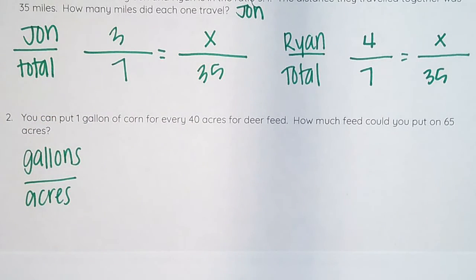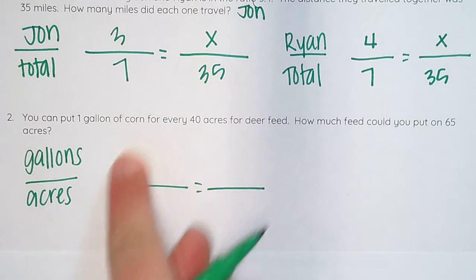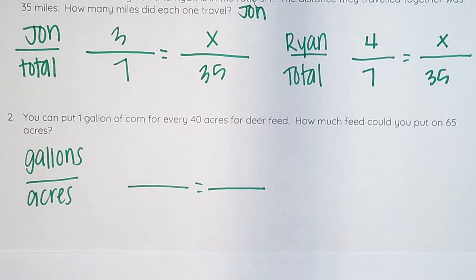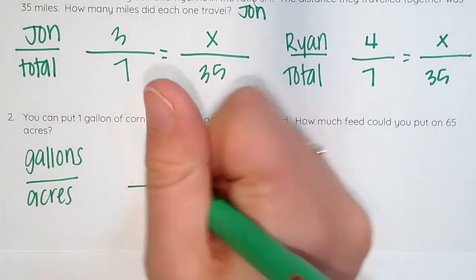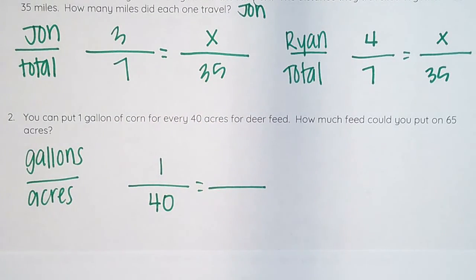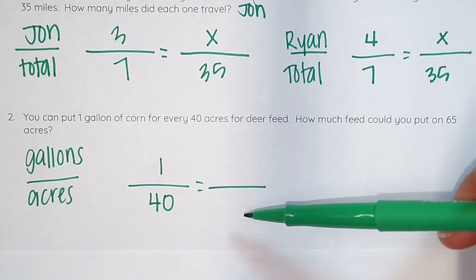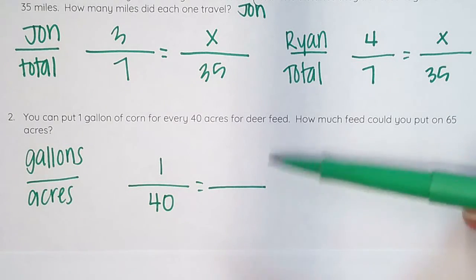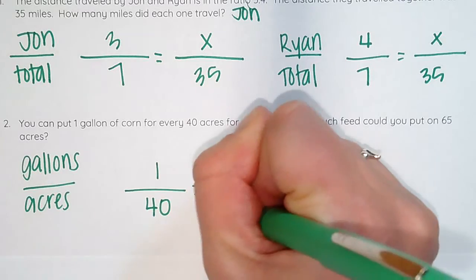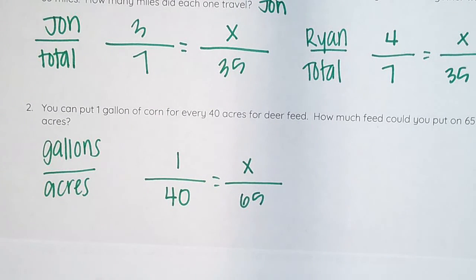After I write my word ratio, my next step is to what? Skeleton proportion. What will my first ratio be here? Make sure that we keep everything in order. Good. 1 gallon to 40 acres. Where will my variable go in my second ratio? Will it go in the numerator or the denominator? Good. We have 65 acres as a number. We are missing our gallons. And that's all.